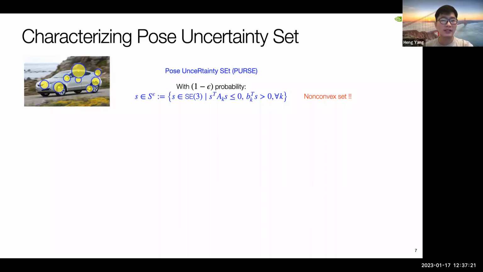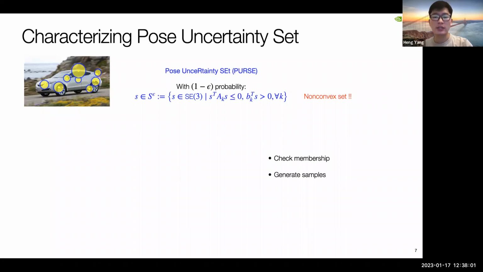So this pose set will be a subset of SE3 with these non-convex constraints, so definitely some nasty non-convex set. How do we characterize this pose uncertainty set, or how do we use it for our downstream tasks? The first thing we might want to do is check membership. If you give me something in SE3, a 3D rotation and translation, I want to check if that pose is actually in my pose set. That of course is very easy to do. You can just evaluate these quadratic inequalities and linear inequalities, and you should be able to do it very quickly.